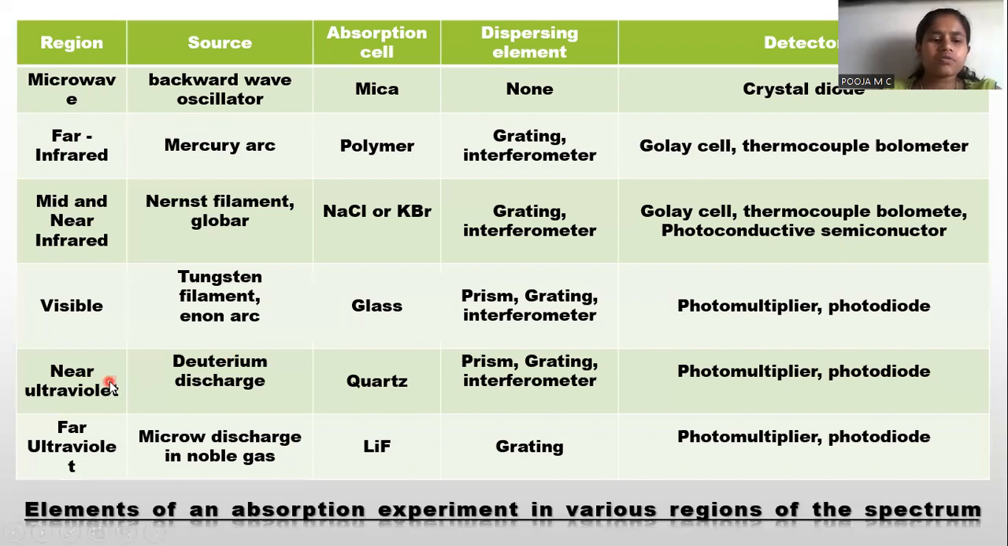Next, the near ultraviolet. The source used is deuterium discharge lamps, the absorption cell used is quartz, the dispersing elements are prism, grating, interferometers, and the detectors used are photomultiplier, photodiode. And the last is the ultraviolet region. In this region, we use microwave discharge in noble gas, the absorption cell is lithium fluoride, the dispersing element used is gratings, and the detectors used are photomultiplier, photodiode, etc.